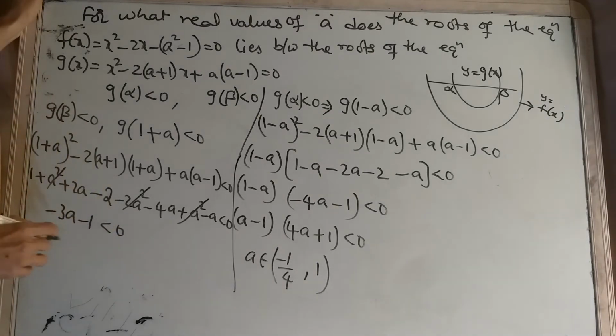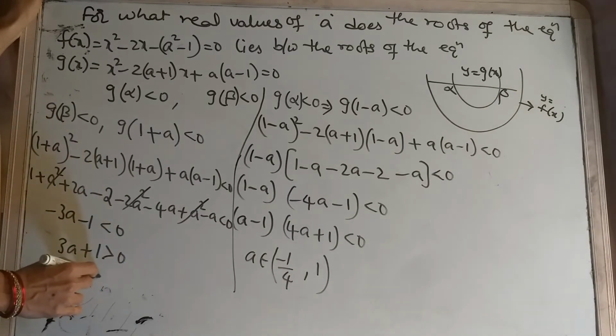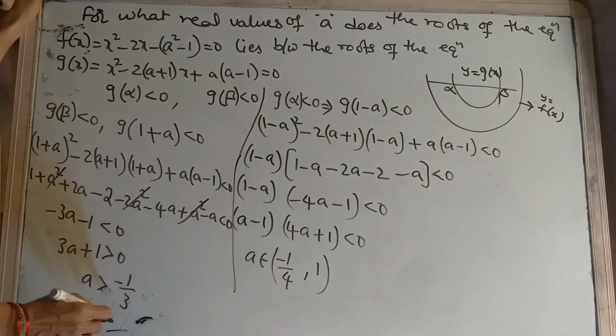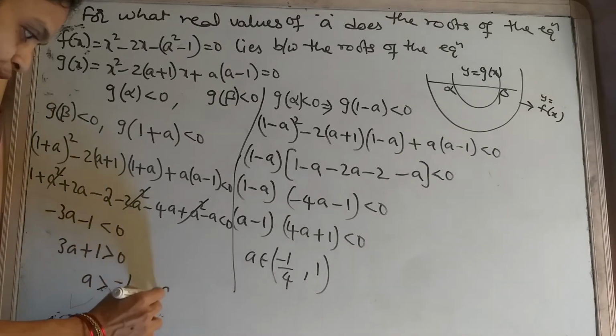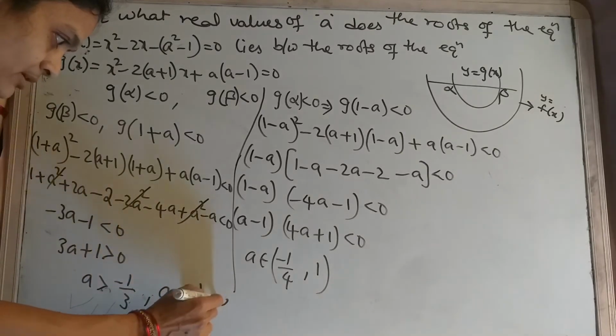So if you take minus common, what you get? 3a plus 1 is greater than 0. So here a is greater than minus 1 by 3. Means here what you get? a belongs to (minus 1 by 3, infinity).